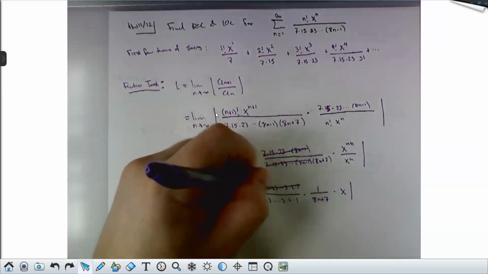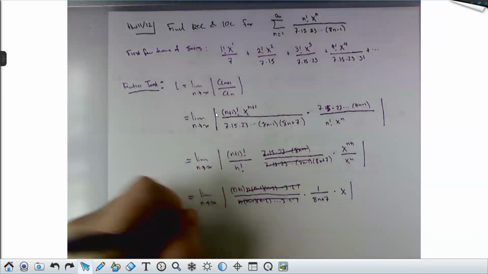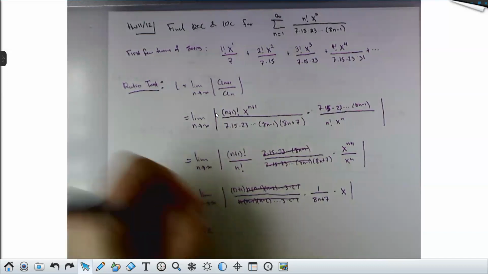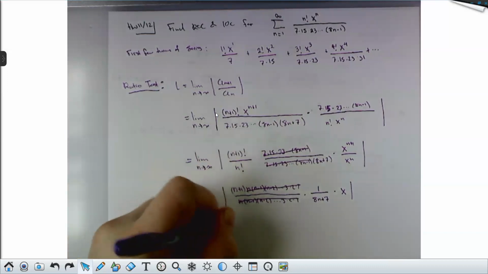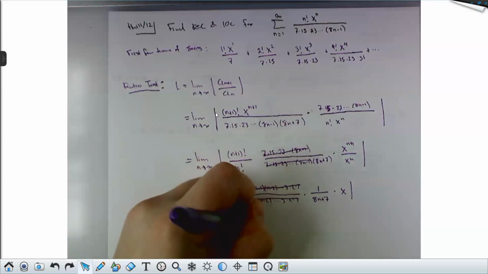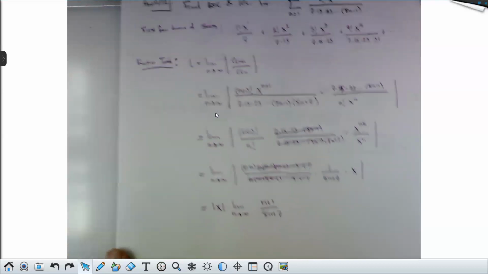Here, like we said, n plus 1 factorial over n factorial is going to cancel to just n plus 1. So I'll pop out the absolute value of x. Inside left here, limit as n goes to infinity of n plus 1 over 8n plus 7, which is positive. So I'll lose the absolute values there, although it doesn't matter. Keep them or not, it just makes it a little cleaner to write.